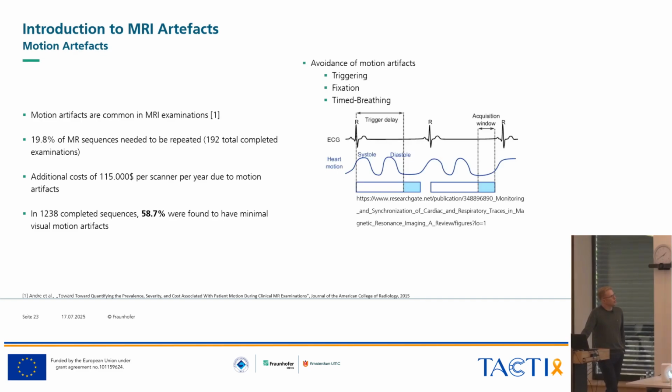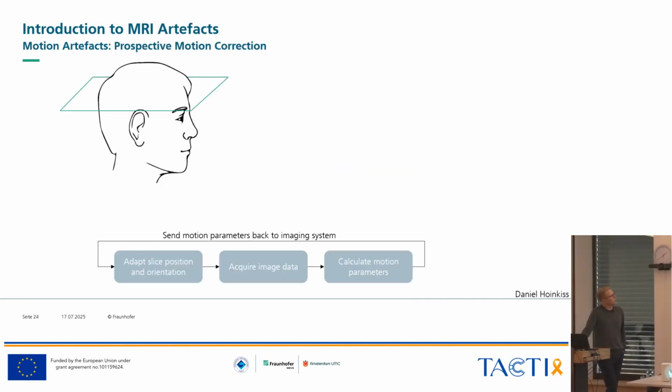So what you could do to avoid that is apply some triggering or some fixation of the subject, or some timed breathing during the scan. Or what you could also apply is basically some type of motion correction. This is something that Daniel developed during his PhD thesis.